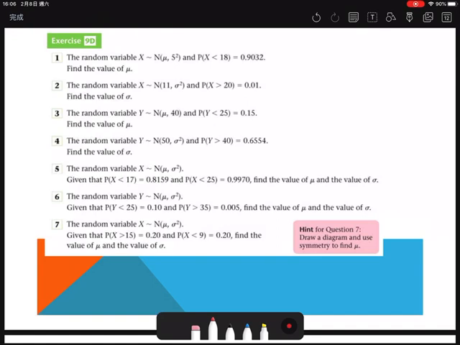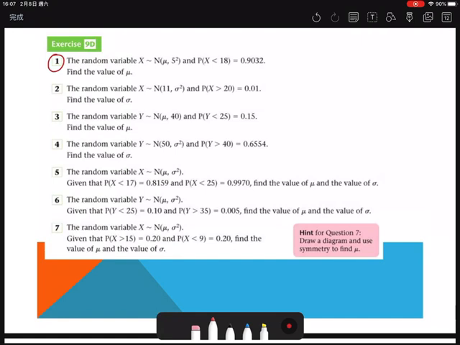And now let's look at some practice. Let's look at question 1. The random variable x is distributed normally with mean mu and standard deviation 5, and the probability when x is smaller than 18 is 0.9032. Find the value of mu.